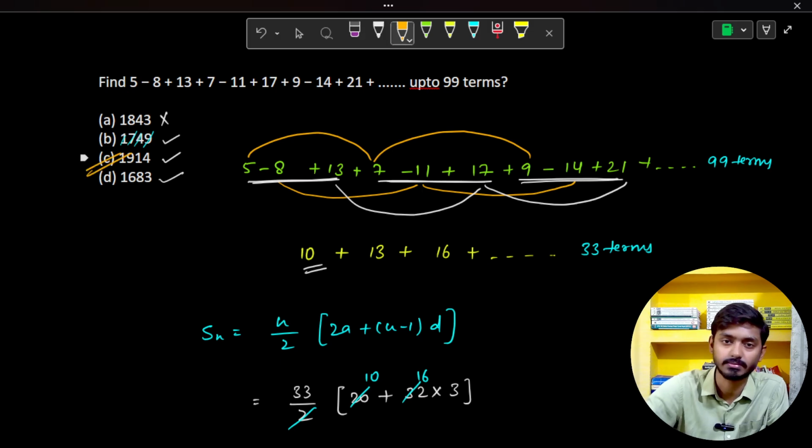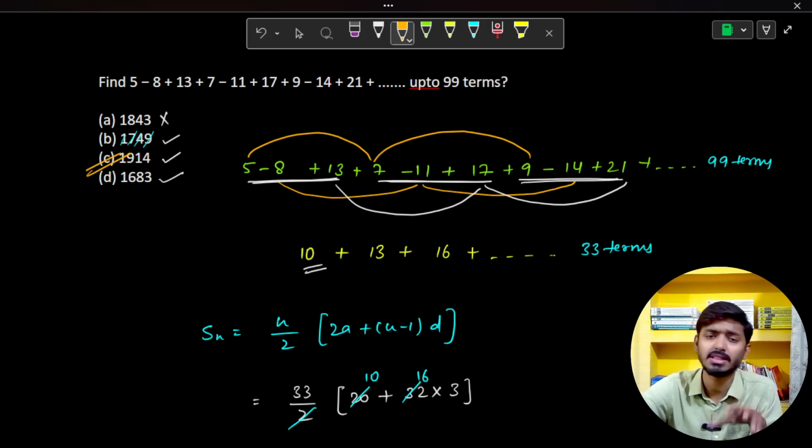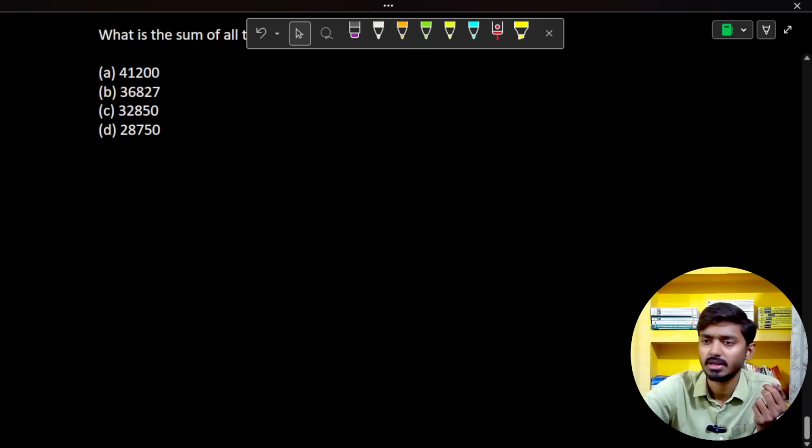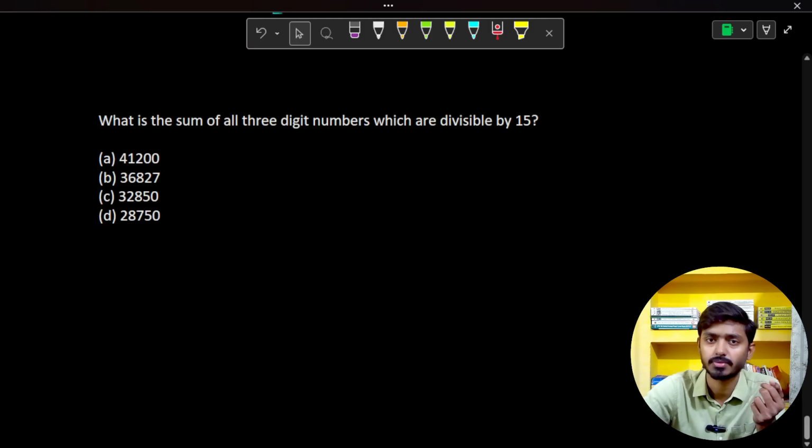Now, you apply these types of tricks. Sometimes they get applied, sometimes they don't. That is up to your luck, but you are supposed to apply them. It barely takes 5 or 10 seconds, but most of the time it works.